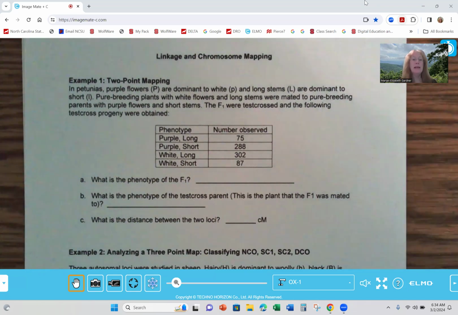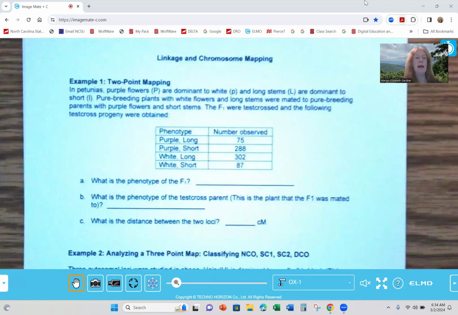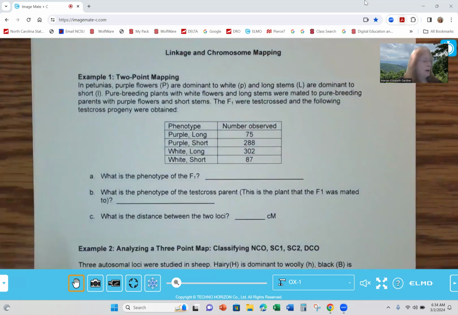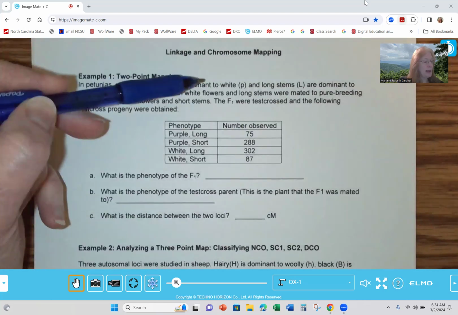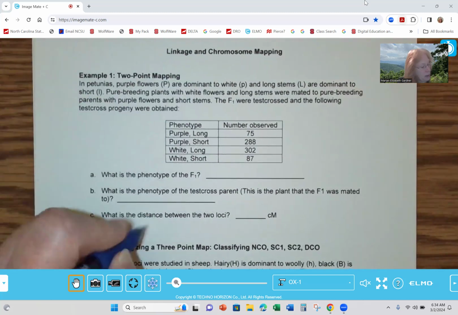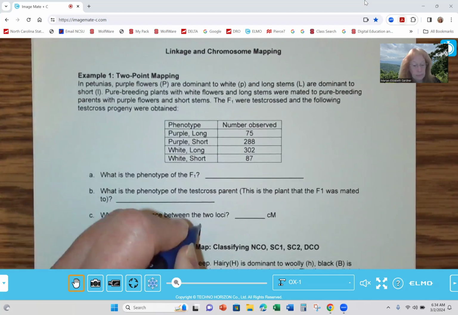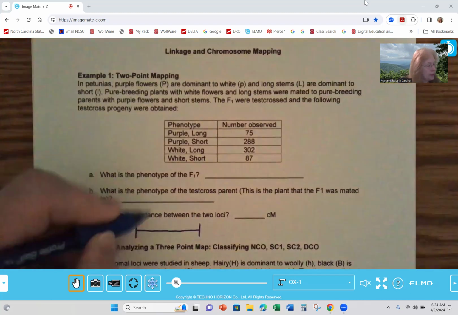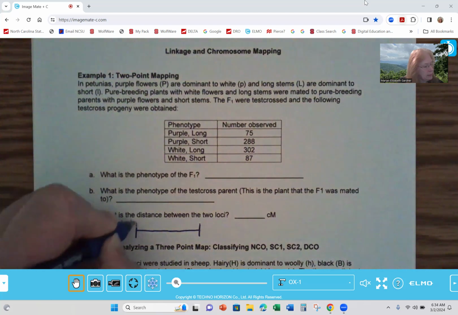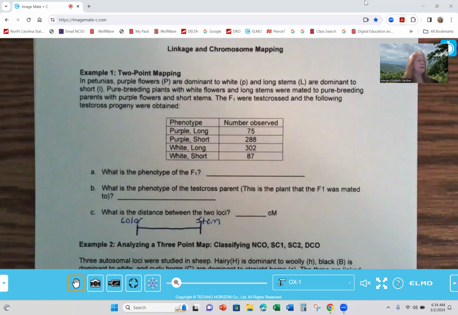2-point mapping implies that we're looking at two genes, i.e. 2 points. So here we have a situation in petunias, where purple flowers are dominant to white and long stems are dominant to short. So at the end of the day, we're going to want to make a map that has the color locus and the stem locus, and we'll get the distance between those.